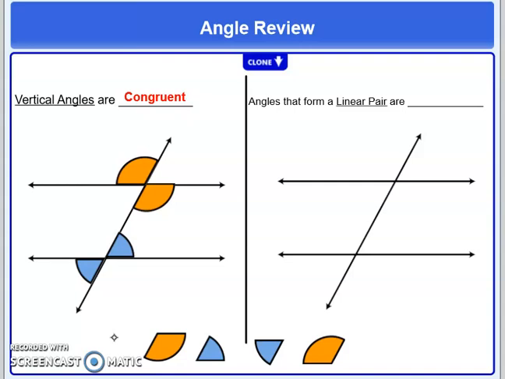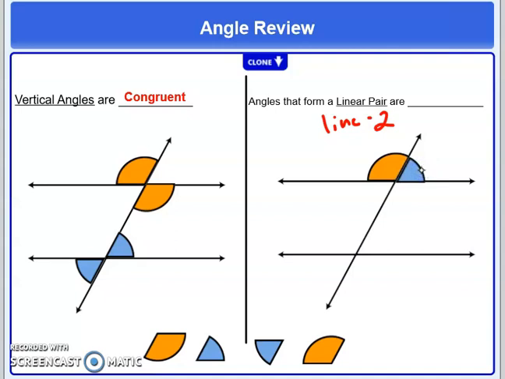Over on the right-hand side, it says angles that form a linear pair. Well, let's think about what it means to be a linear pair. Well, I see a linear, and I know that that's a line, and a pair means two. So I'm going to have two angles that make a line. So if I were to take, let's say, this orange angle, well, I need a second that's going to create a line. So I can take this blue one.